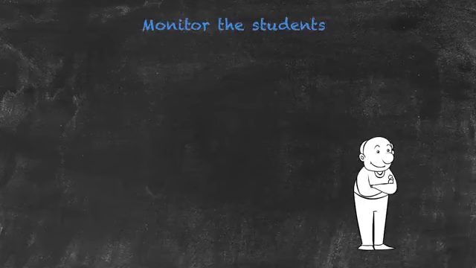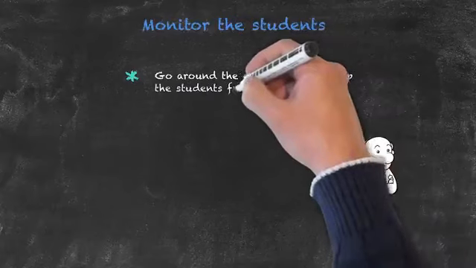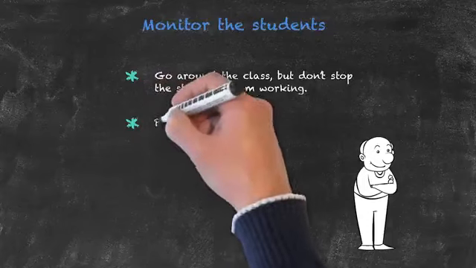Well, what do we actually do whilst this monitoring is taking place? You can actually go around the class. Whilst you're doing this, however, it's very important that you don't stop the students from working. So monitor from a distance so that you're not actually interrupting anyone. And some of the things that you can be noting down whilst you're monitoring is their progress.